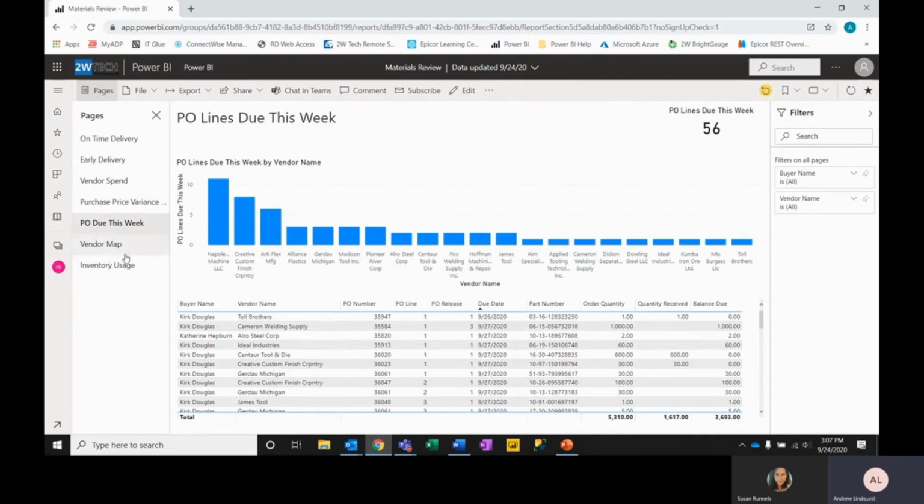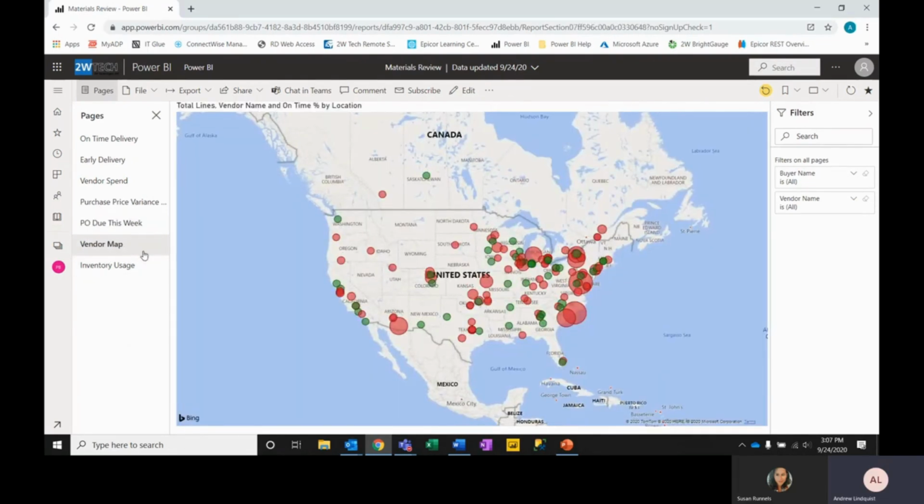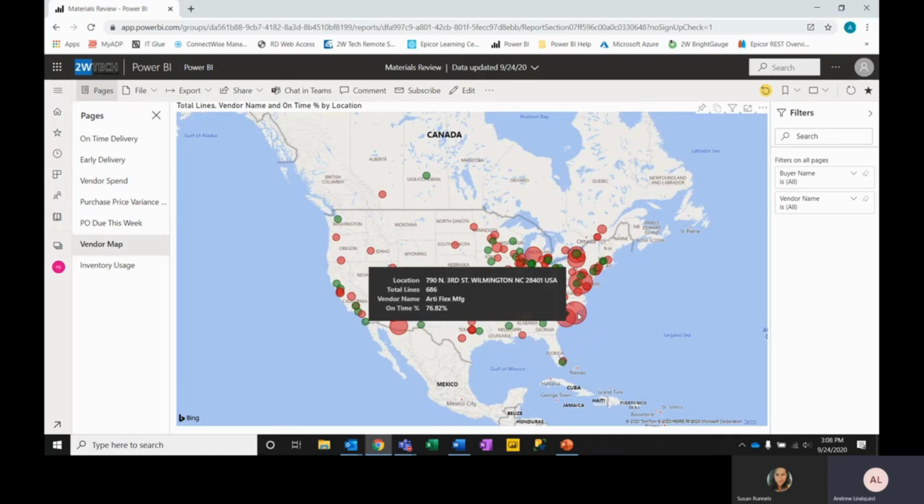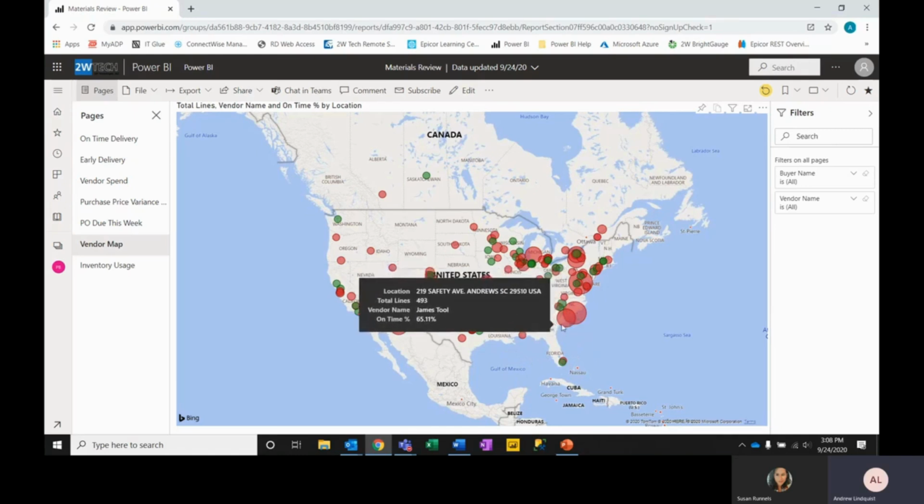And then this tab provides location-based analytics showing how you can track metrics on a map. Vendors are plotted by their address with points sized by the number of total deliveries and then colored based on their on-time percentage. You can also hover over the individual points to get more information. This is a good visual representation allowing for quick assessment of vendor performance across different regions.